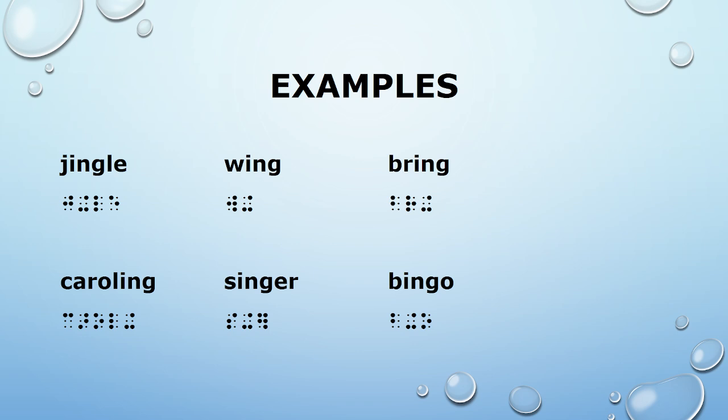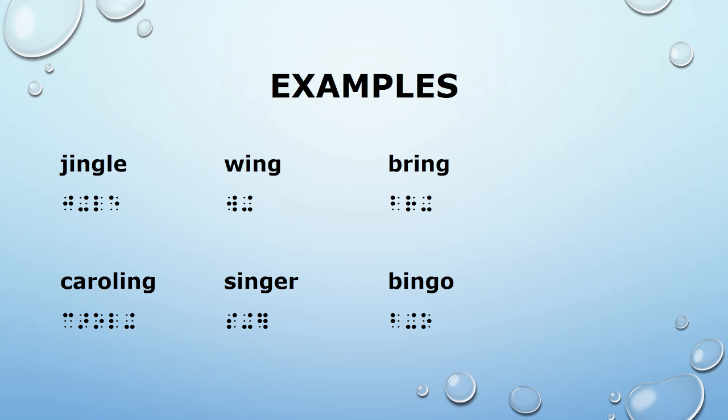And next we have the word wing. So we write W, the contraction for ing. That's 3, 4, and 6. Then we have another example. We have the word bring. We write BR, and then that's 3, 4, 6. Next we have the additional examples.